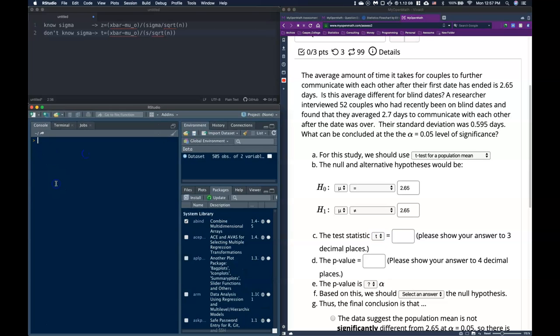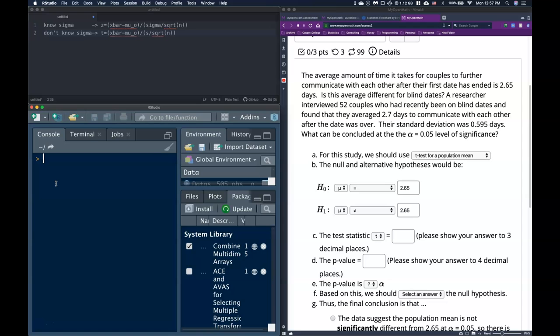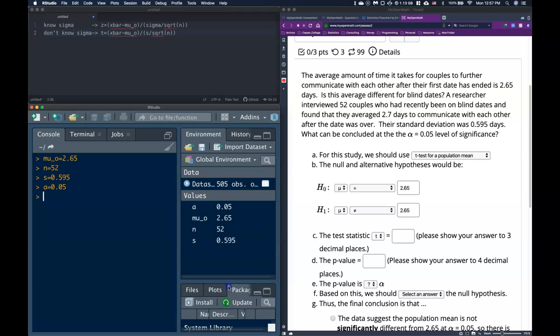So let's go ahead and let me blow up our studio real quick and we can just do this real quick. So we know that mu naught is going to be equal to 2.65. We know that n is going to be equal to 52. We know that s, our sample standard deviation, is equal to 0.595. We know that alpha, we'll just label it as a, is equal to 0.05. And if you notice over here in your values, you can kind of keep track of all the values that you have, which is kind of handy.